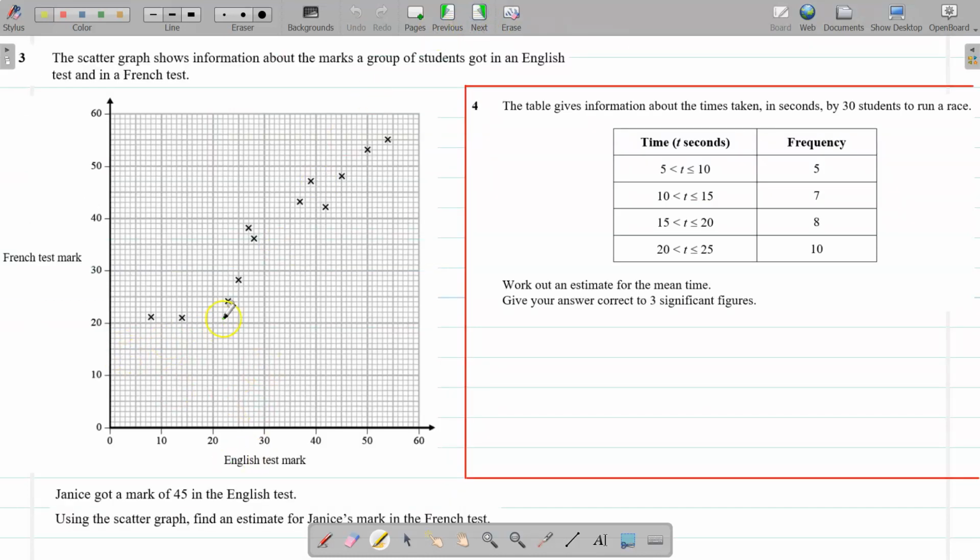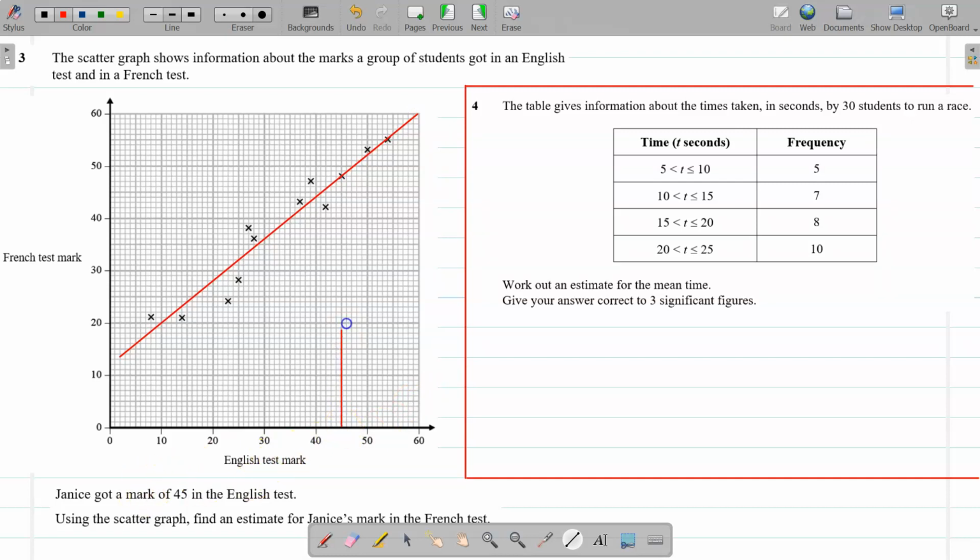Now on this question, it says use the scatter graph to estimate Janice's mark in the French test. You're told that she got 45 in the English test. Well, don't just guess where to go with this. What you need to do is draw a line of best fit. So a line of best fit is a straight line that goes roughly through the middle of all the crosses. It's not an exact line, but roughly through the middle with about the same number of crosses either side. That's good enough.